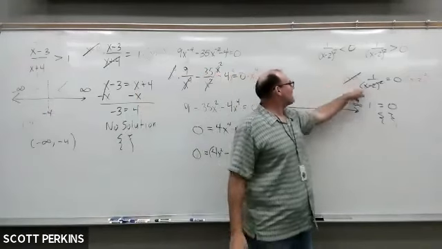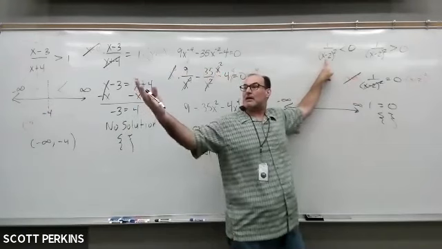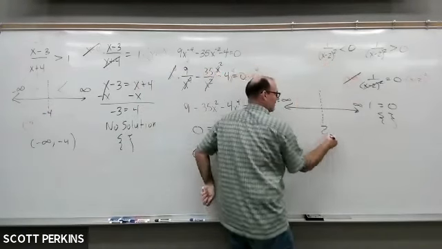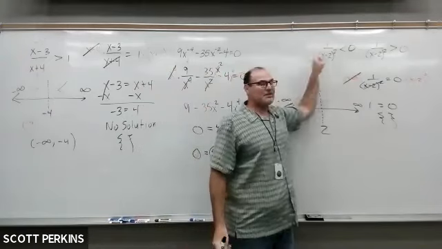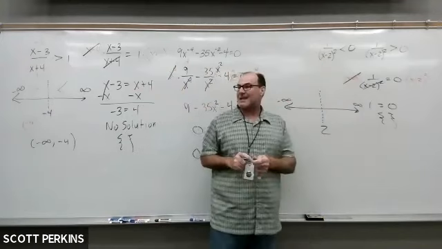What value makes this denominator 0? Say it like you mean it. 2, yes. 2 minus 2 is 0. That's where my vertical asymptote is. So now I'm going to test both sides of this.